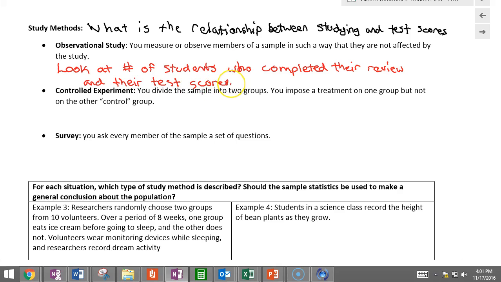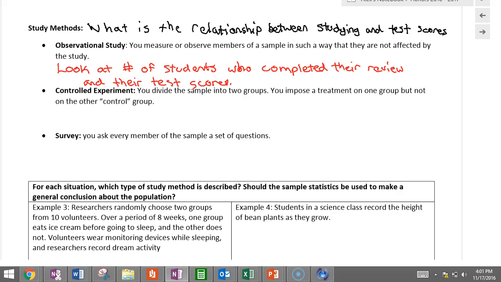Okay. So in this example, I didn't actually ask them anything. I just went into my grade book and said, okay, these students completed their review, these students did not. This was their test scores, and kind of see some relationship, try and find a relationship between that. Okay? Didn't ask them anything.